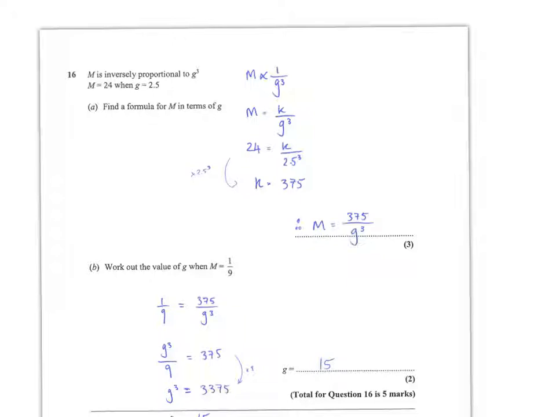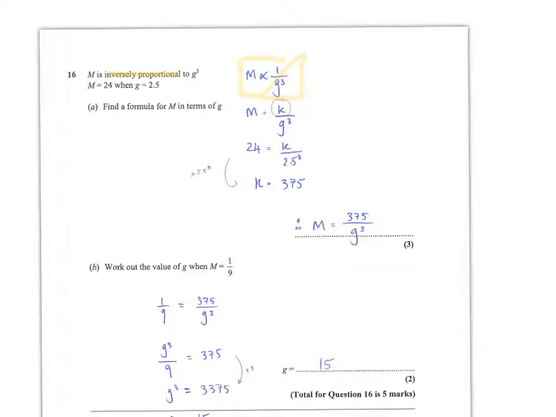M is inversely proportional to g cubed. So first step, well, inverse proportion. That means that I've got 1 over as my relationship. So M is proportional to 1 over g cubed. Now, if I want to make that equal, I need to add a constant of proportionality. Often we use the value k, so m equals k over g cubed.